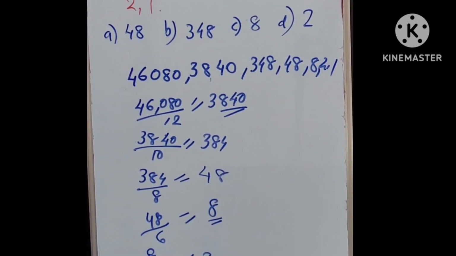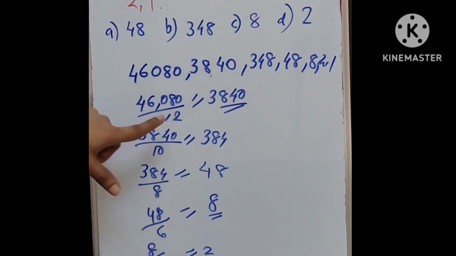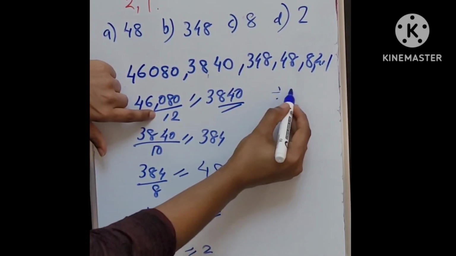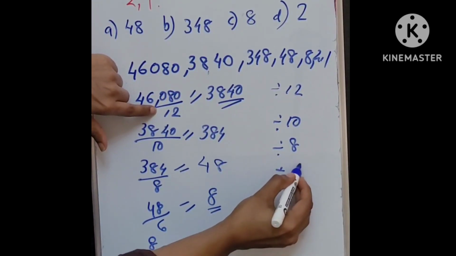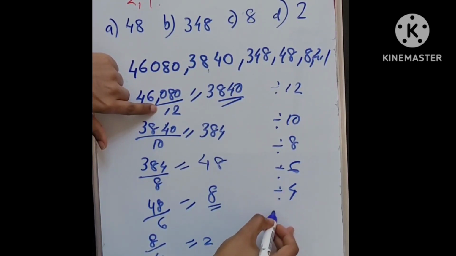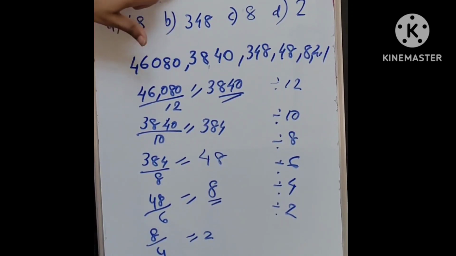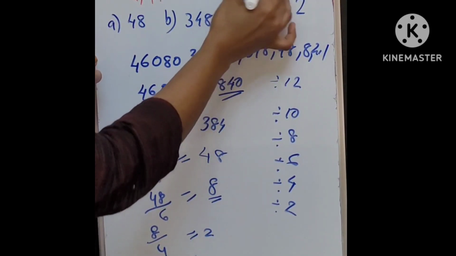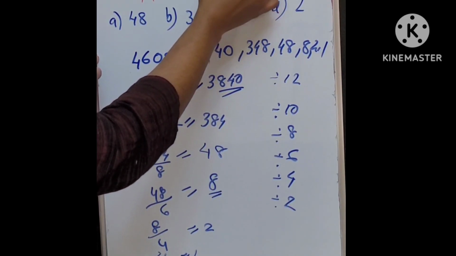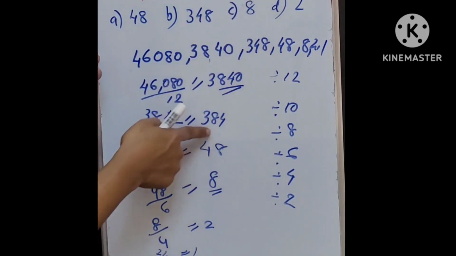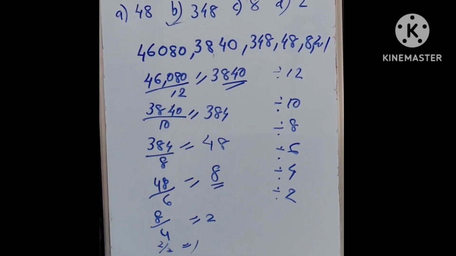So our pattern is divided by 12, divided by 10, divided by 8, divided by 6, divided by 4 and divided by 2. So the wrong term in the question is 348. Instead of 348, the correct one is 384. 384 is the correct. So the answer is option B. 348 is the wrong term.